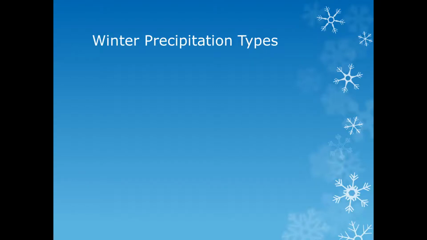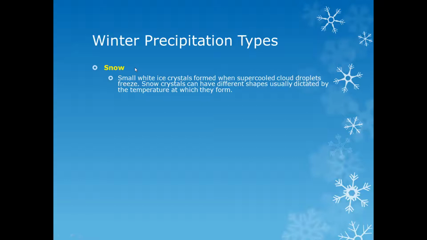So let's talk about winter precipitation types. There are several different types. Snow is the primary one, and snow really represents quite a bit. Snow consists of small white ice crystals formed when supercooled cloud droplets freeze. They have different shapes, and that's dictated by the temperature in the cloud at which they form. There's a specific zone aloft, which we call the dendritic growth zone, where snowflakes form, and the temperature of that zone and amount of moisture depends on what kind of snow crystals you get.